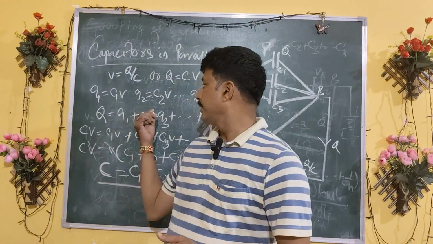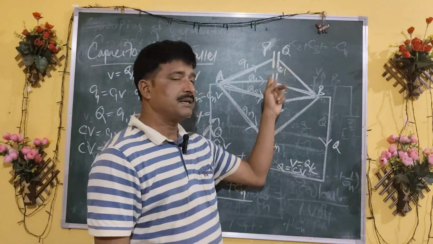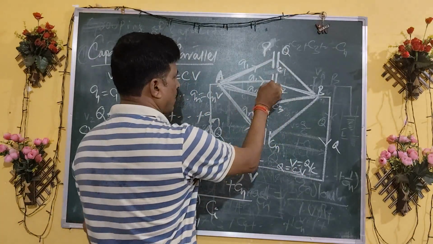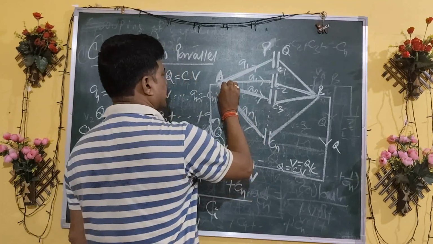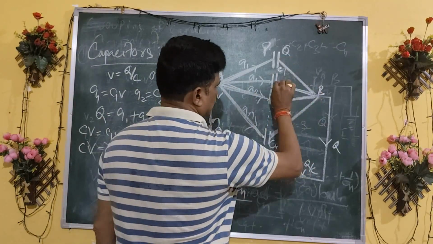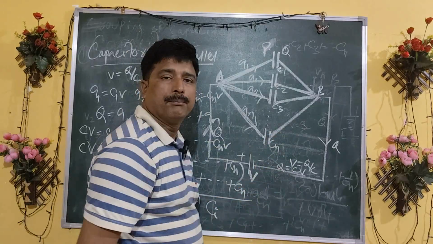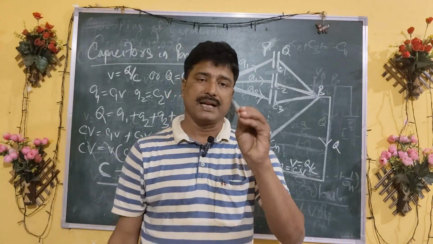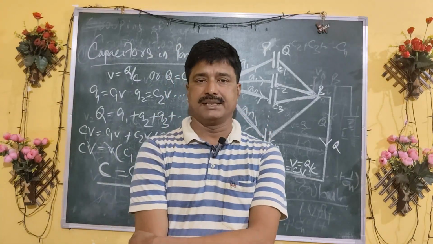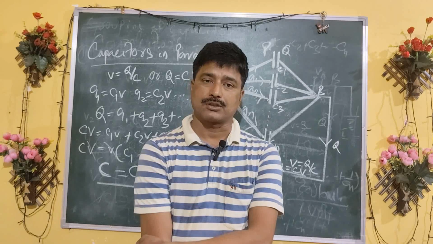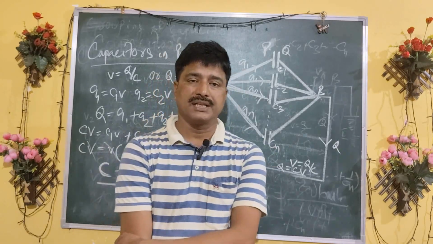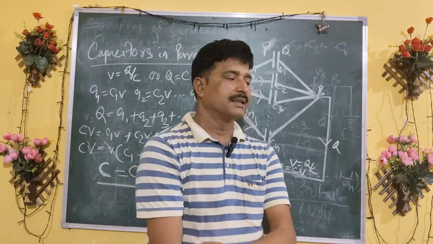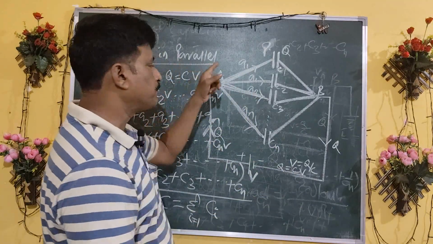Remember, when the capacitors are in parallel connection, how can we say it is parallel? If one end of all the capacitors is connected at one point and the other end at another point, then this is called a parallel connection. So the net capacitance of the capacitors C is equal to the sum total of the capacitances, so C is equal to C1 plus C2 plus C3 plus C4 plus dash Cn. This is all about capacitors in parallel connection.